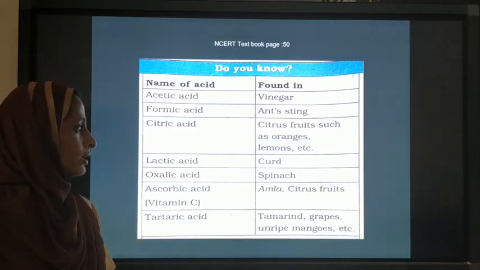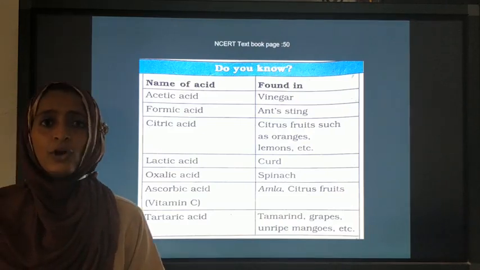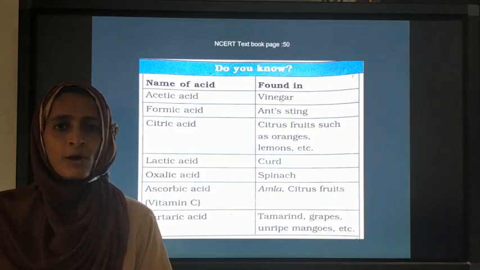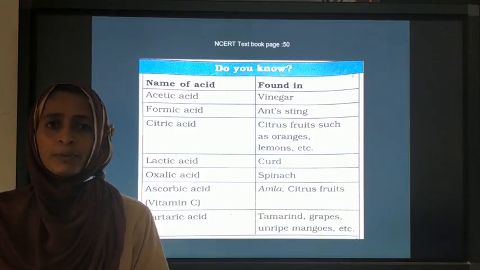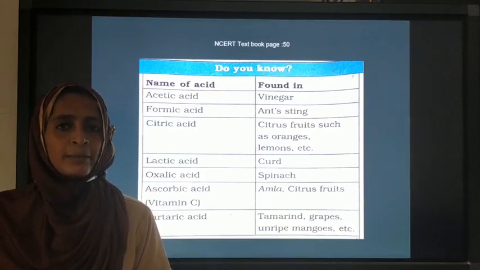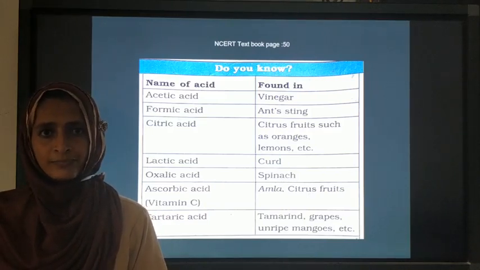Coming to the next one, curd. Curd contains lactic acid. You all know curd is formed from milk. Your mother used to prepare curd in your kitchen, isn't it? And it is prepared from milk by a process called curdling of milk.